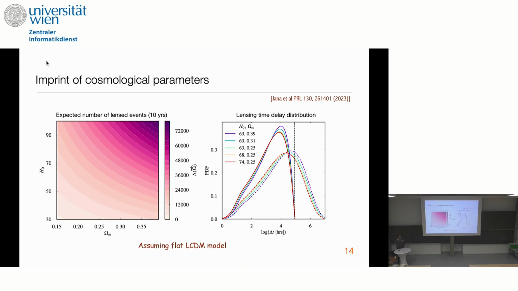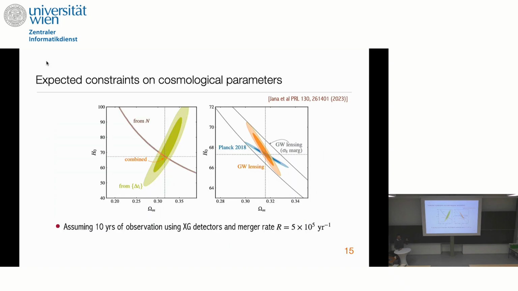So this shows basically that, given an observed number of lensed events and their measured time delays, you can compute the likelihood for these cosmological parameters and write a posterior by doing a Bayesian parameter estimation.